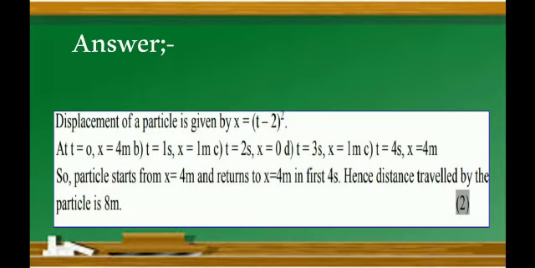Displacement of the particle is given by x is equal to (t minus 2) whole square. At t is equal to 0, x is equal to 4 meter. At t is equal to 1 second, x is equal to 1 meter. At t is equal to 2 seconds, x will be 0. At t is equal to 3 seconds, x will be 1 meter. Then at t is equal to 4 seconds, x is 4 meter. So the particle starts from x is equal to 4, returns to x is 4 meter in its first 4 seconds, hence the distance travelled by the particle is 8 meter.